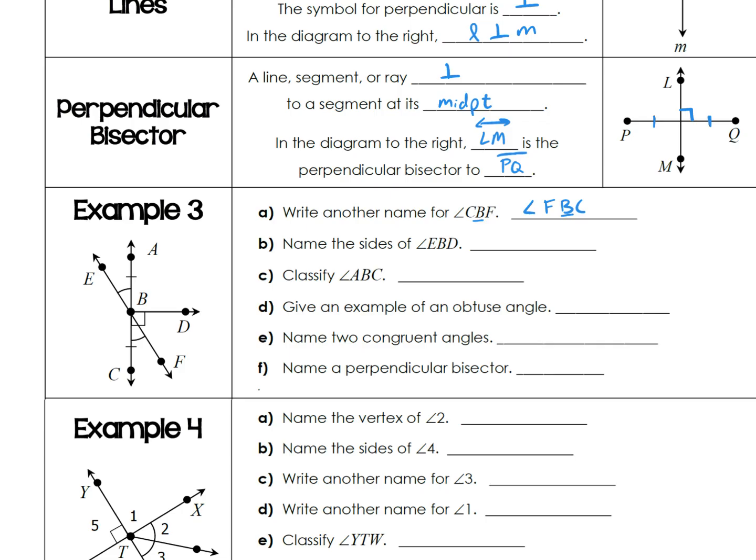Now, when we want to name the sides of angle EBD, remember the sides of an angle are rays. So EBD is right here. And so we're going to name the sides as ray BE and ray BD. Classifying angle ABC, well, ABC is right here, and that is in fact a straight angle. When we want to give an example of an obtuse angle, there are many to choose from. I'm going to pick angle ABF.